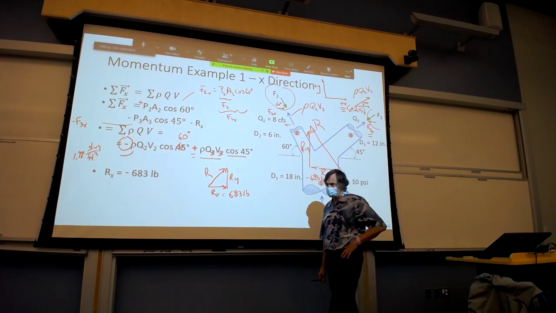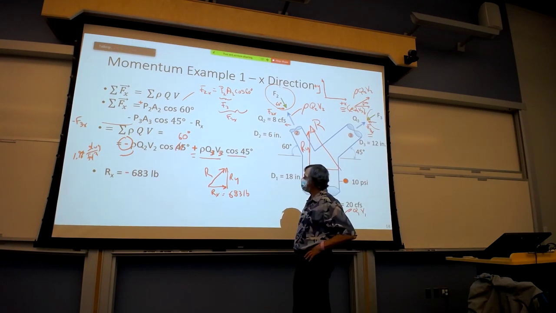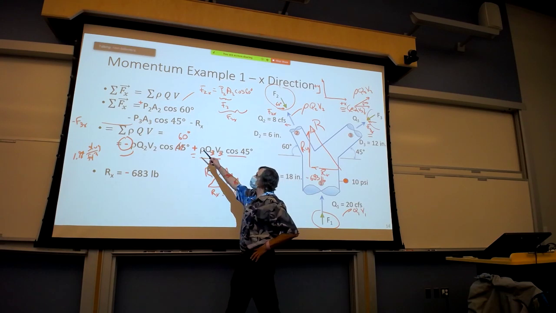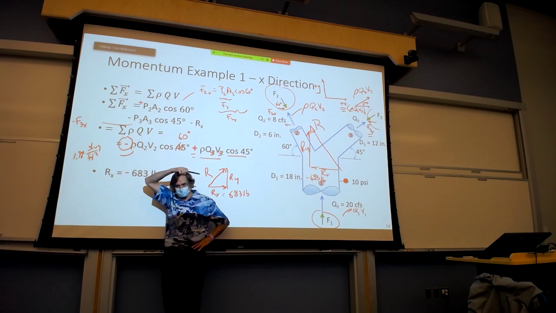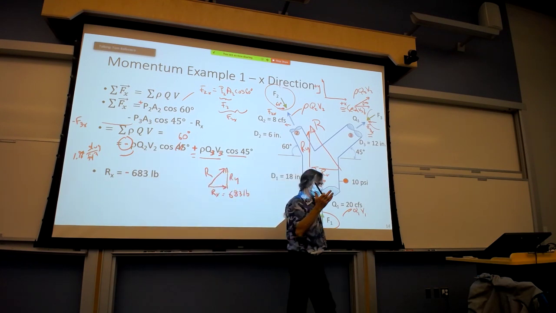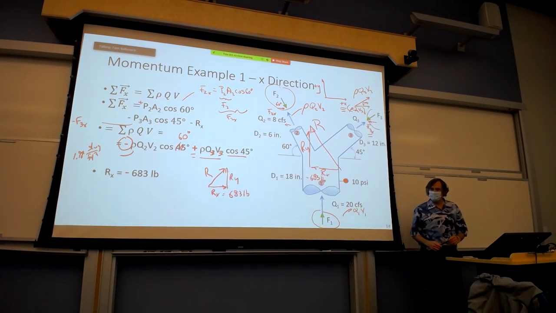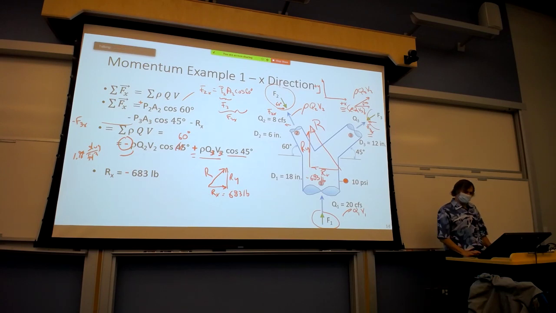Also, I have another question. This rho QV is negative for 2. Yeah, so P2 is where you would put the minus 0.31 psi, and that's what would flip its sign around. Yep. Yep, exactly right.